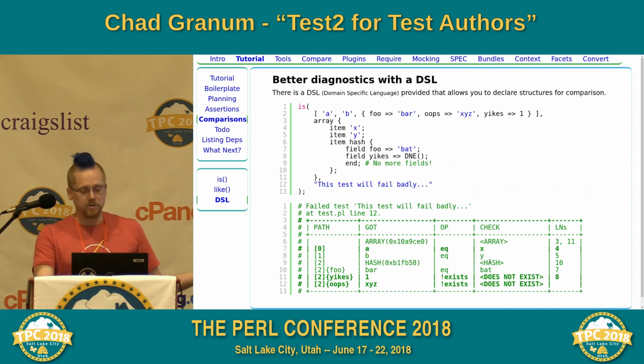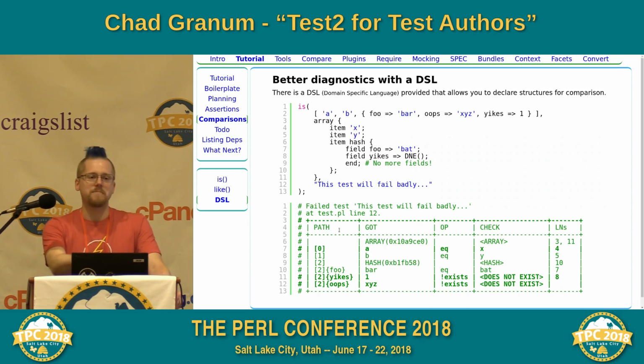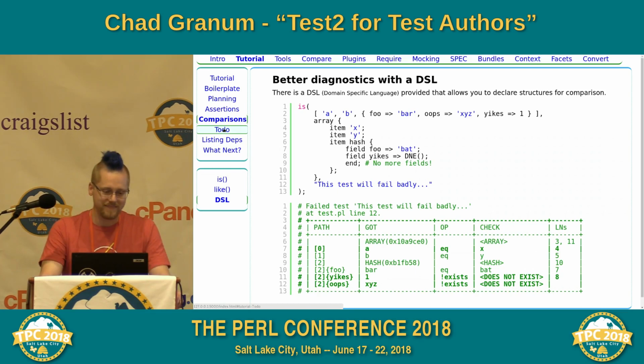We did find a hash, so that expectation was met, but then the things inside it didn't work out. And we get the line numbers on which these checks were defined, so you don't have to go and figure out where in your deeply nested structure those definitions were. This right here is the big thing with Test2, these diagnostics, let me tell you.